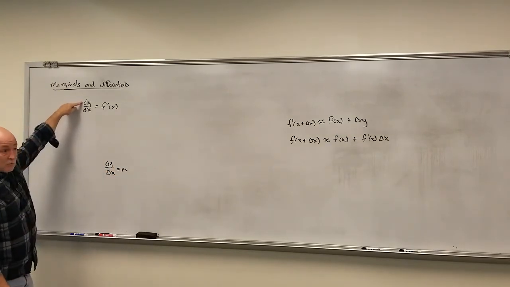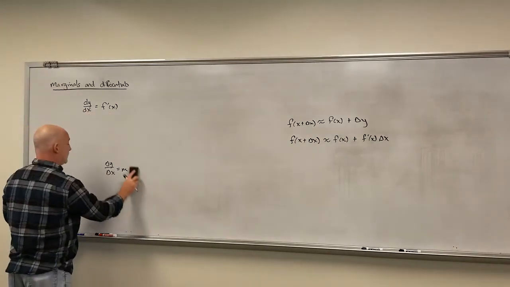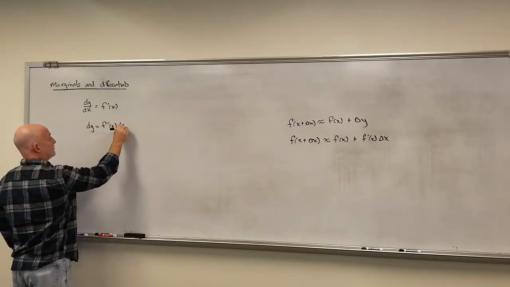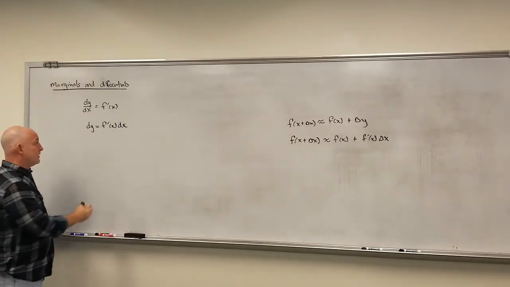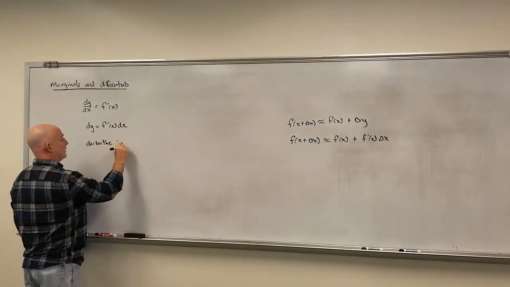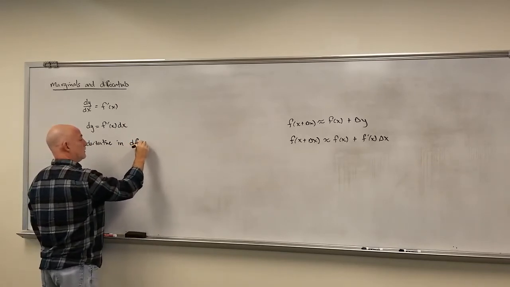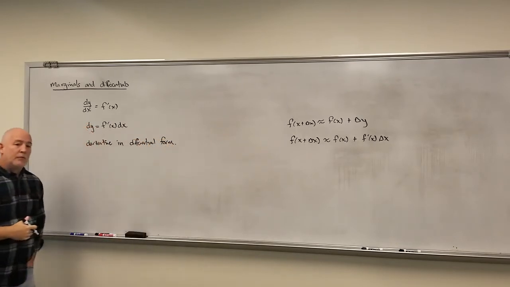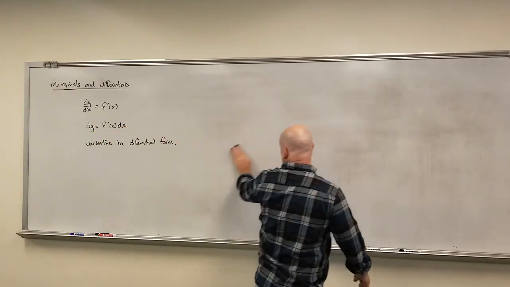The change in y, dy, over the change in x, dx is the slope. Same exact thing, which means I can say that dy is f prime of x dx. Now, this is just another way to write a derivative, and this is called the derivative in differential form.